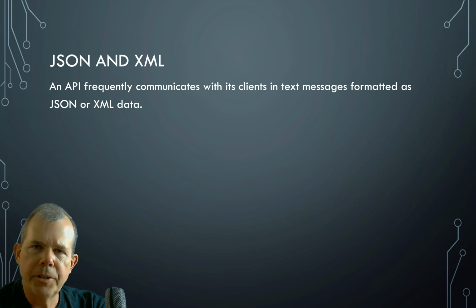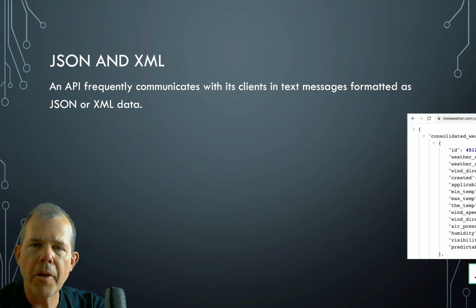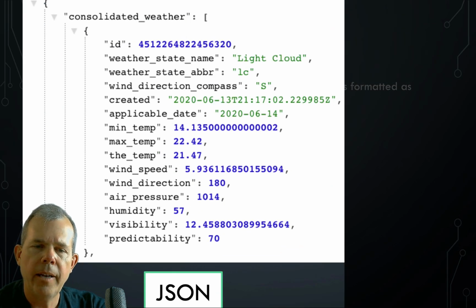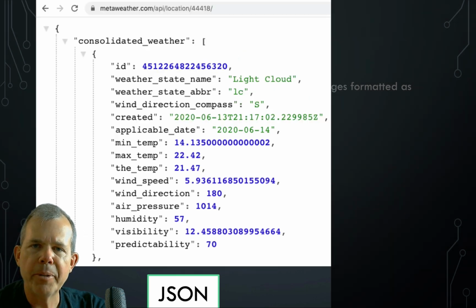The text messages that are traded between clients and servers are usually done in two different languages. One is JSON and the other is XML. There are others, but those are the two most common. So this is what JSON data looks like. You can see that this is a weather report, and you can also see that it is very easily understood when you look at it. It tells you what the ID number is, the type of weather for the day. You can see the minimum temperatures, the maximums. It's pretty much readable as a human would be able to see it.